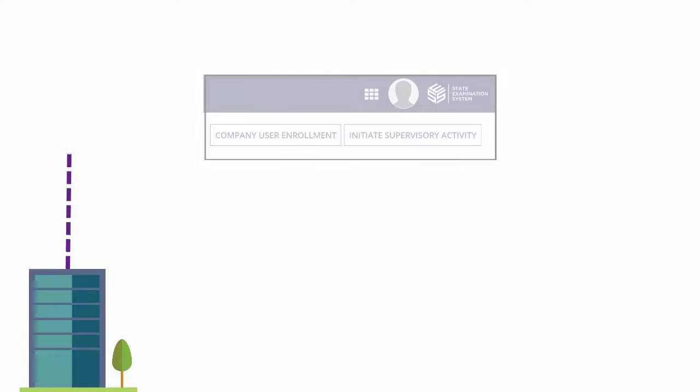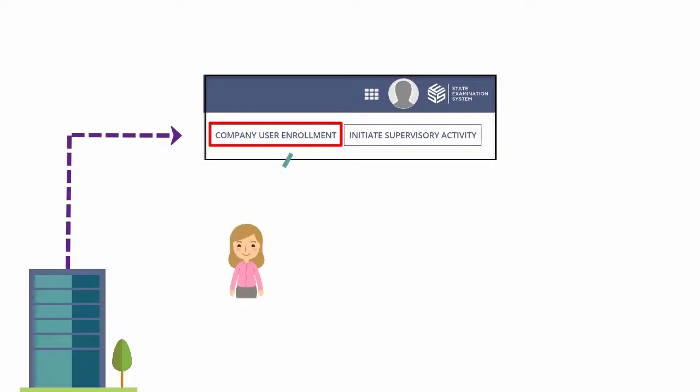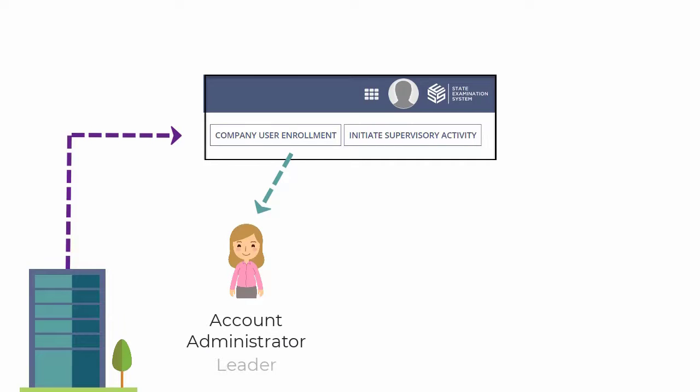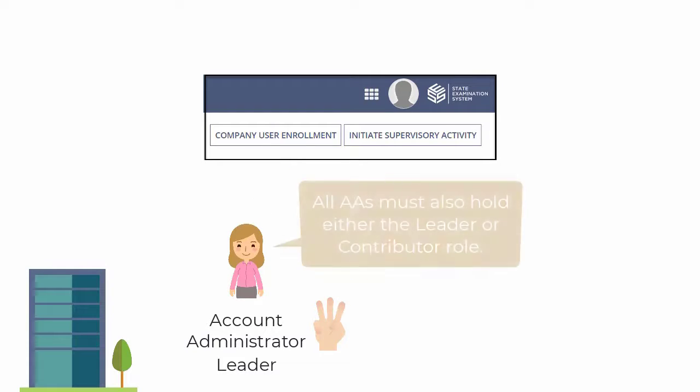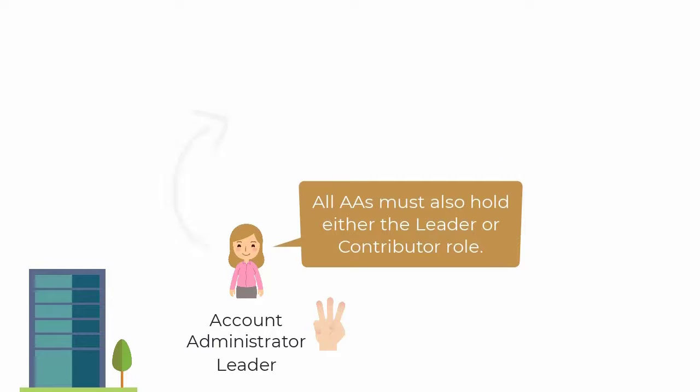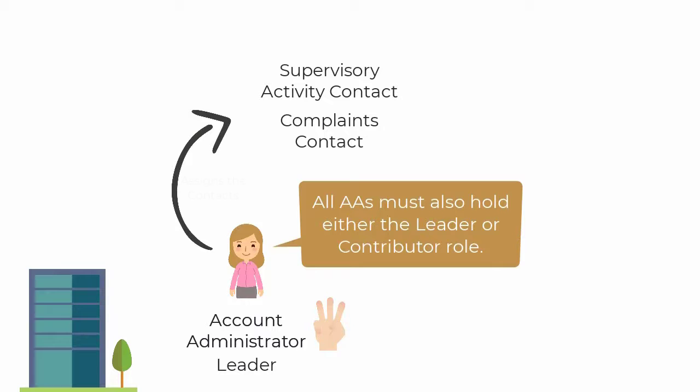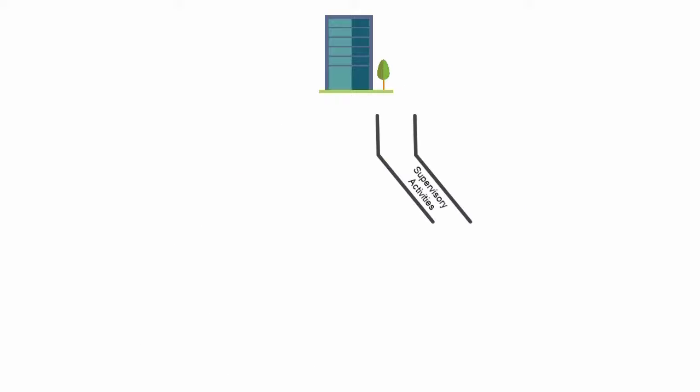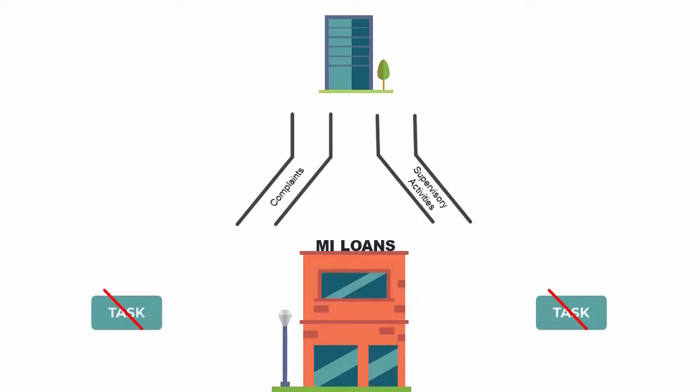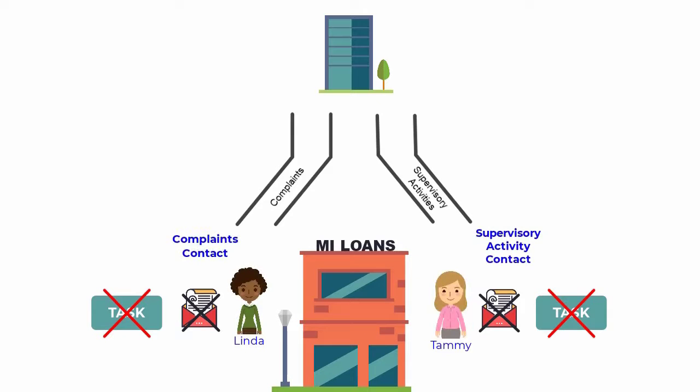When an agency initiates the company enrollment process, the first user entered into the system by the agency automatically holds the account administrator and the leader roles. There can be up to 3 account administrators. All account administrators must also hold the leader or contributor role. The 2 contacts we mentioned earlier must be assigned by the account administrator. Assigning these contacts is required. If these contacts aren't assigned in the system, when the regulator sends either an exam or a complaint to your company, the task will not be generated and an email notification will not appear until your contacts are assigned.